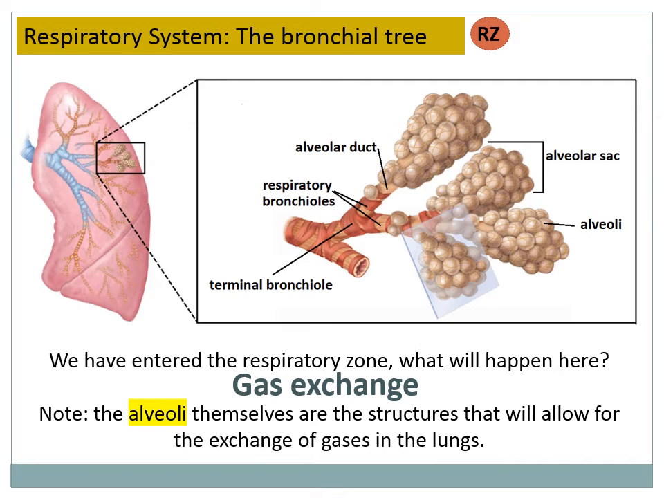Now note, our alveoli themselves are the structures that will allow for the exchange of gases in the lungs, okay? So when we look at the bronchial tree here, remember that we just came from the bronchioles, and then we are going to go through the terminal bronchioles, and then to the respiratory bronchioles, then to an alveolar duct, then to an alveolar sac, then to the alveoli. Remember, your alveoli are the actual structures that exchange the gas. They're the ones that are actually going to do it.